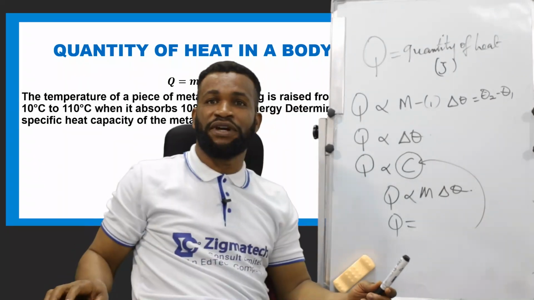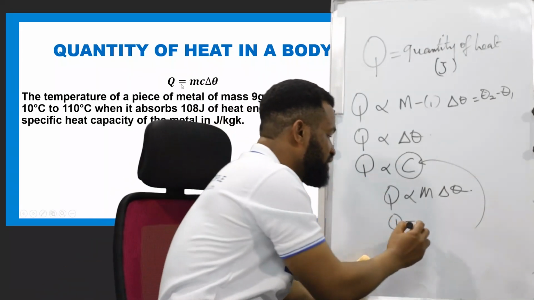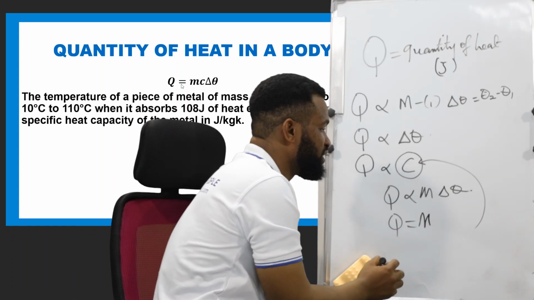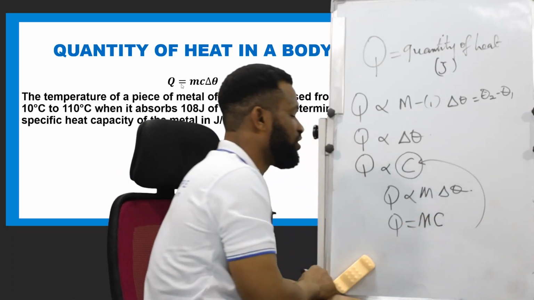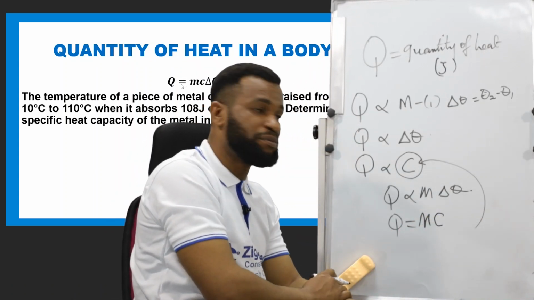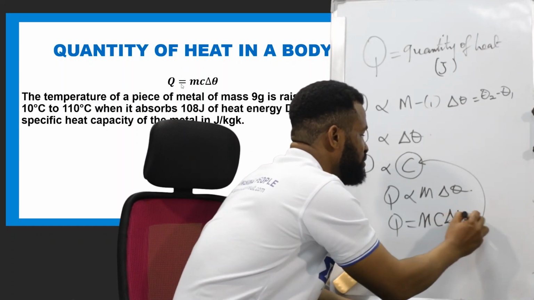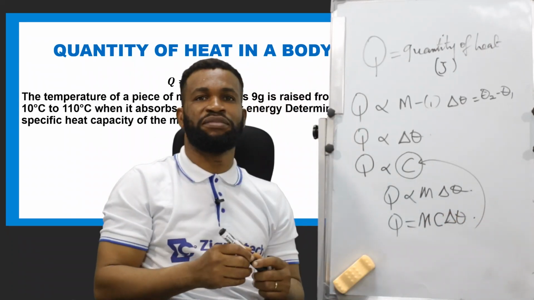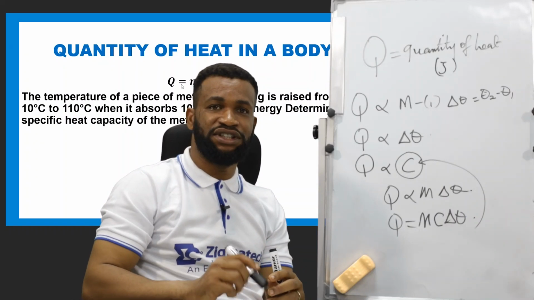And that is what gave birth to this equation, where we say that the quantity of heat is given as the mass of the body and the nature of the body, or given as specific heat capacity of the body, and temperature change. And this is what we mean by the quantity of heat in a body.